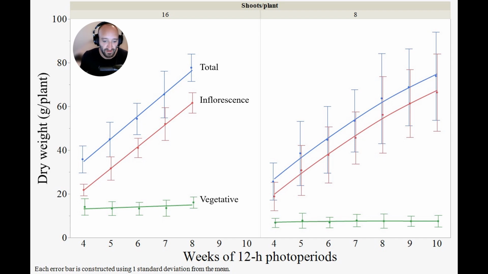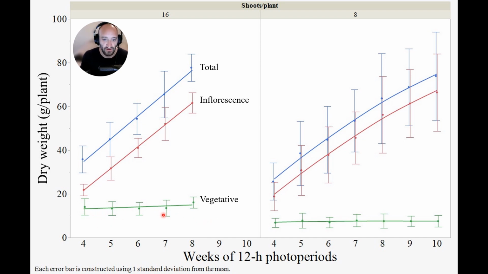All right, so on the x-axis here, we have weeks of 12-hour photoperiods. On this left figure is the 16 shoots per plant experiments, and on this right figure is the 8 shoots per plant experiments. So the 16 shoots per plant, these went from week 4 to week 8, whereas on this right figure, the 8 shoots per plant, these went from week 4 to week 10. On the y-axis, we have dry weight, so this is in grams per plant, and we have vegetative, inflorescence, and total being the combination of inflorescence and vegetative. And so we see for both these experiments that from week 4 onwards, the vegetative weight is flat, right?